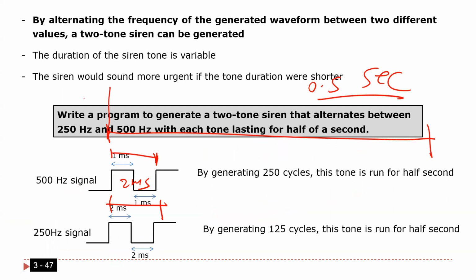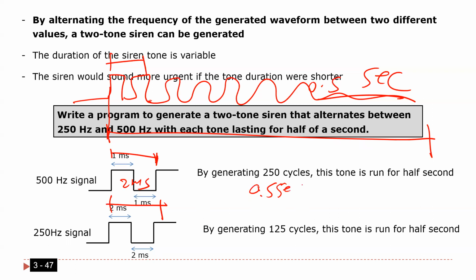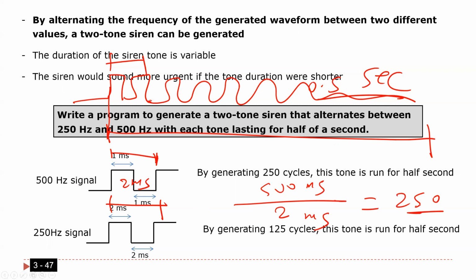How many signals? So I have to generate one. This is 1, 2, 3, 4, 5, 6. So how many cycles do I have to generate? You got what I'm saying? All you have to do is divide half a second, which is 500 milliseconds, by 2 milliseconds. That means I have to generate 250 cycles. Is that okay? So half a second here means I have to generate 250 cycles.